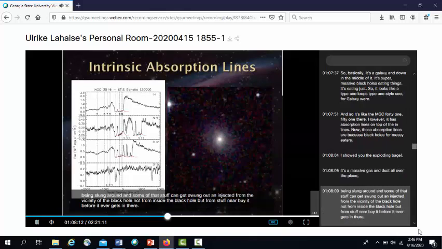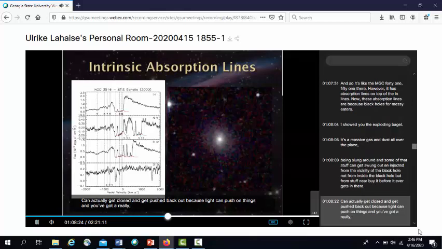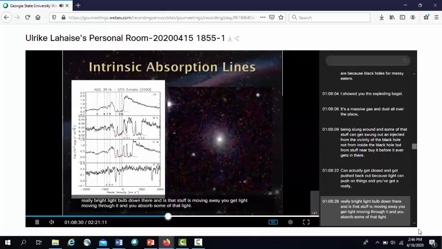And some of that stuff can get slung out and ejected from the vicinity of the black hole, not from inside the black hole, but from stuff nearby it before it ever gets in there. It can actually get close and get pushed back out because light can push on things, and you've got a really, really bright light bulb down there. And as that stuff is moving away, you get light moving through it, and you absorb some of that light.